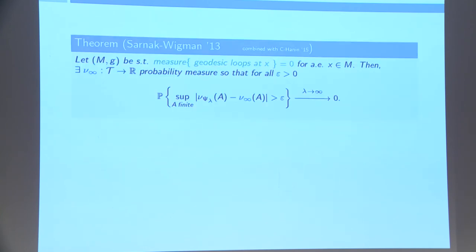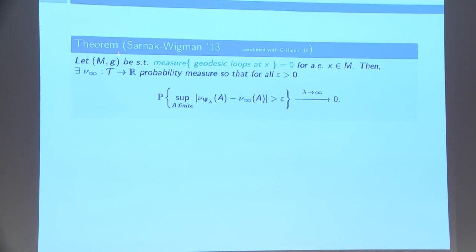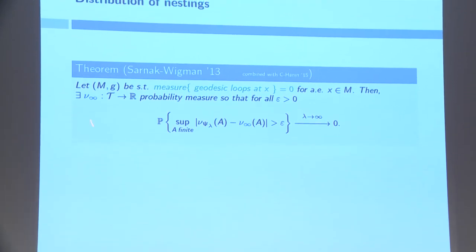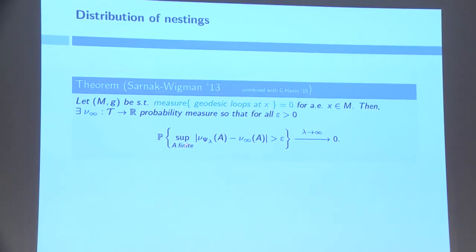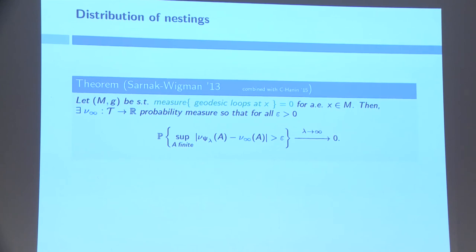In the same paper, Peter Sarnak and Igor Wigman prove the existence of this limiting guy, nu infinity, to which the nu psi lambdas will converge. So there is a universal distribution of the nesting configurations of the nodal set. Once lambda is large enough, there will always be a fixed proportion of components that are going to be isolated. And then a fixed proportion of components that will be a bubble inside another bubble, and so on.